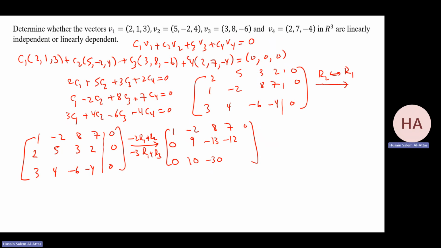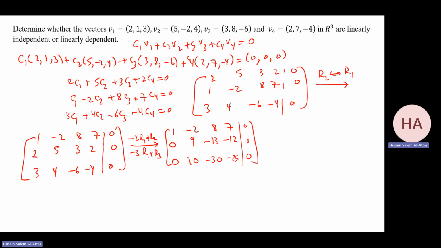Minus 3 and add, minus 25. 0, 0. Okay. It is very complicated. Is it correct?